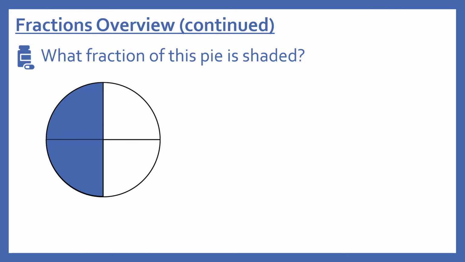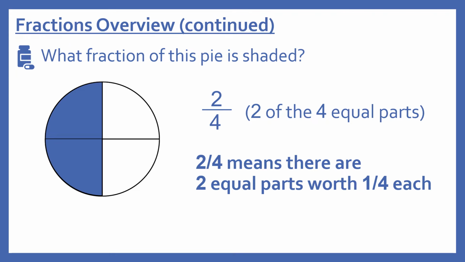So here's another pie to look at. So what fraction of this pie is shaded? And the answer is 2/4. So 2 of the 4 equal parts is what's shaded. So 2/4 means that there are 2 equal parts which are worth 1/4 each.